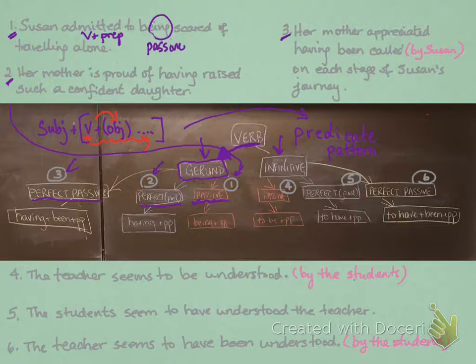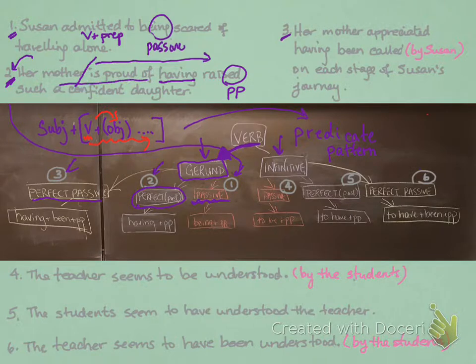Number 2. Here's an example of a perfect gerund. Sorry. So now we're looking at an example of this sentence. Number 2 is right here. Her mother is proud of, there's the perfect, having raised, that's the past participle, such a confident daughter. So her mother, that's the subject. All of this here and all of this here, this is all part of the predicate.